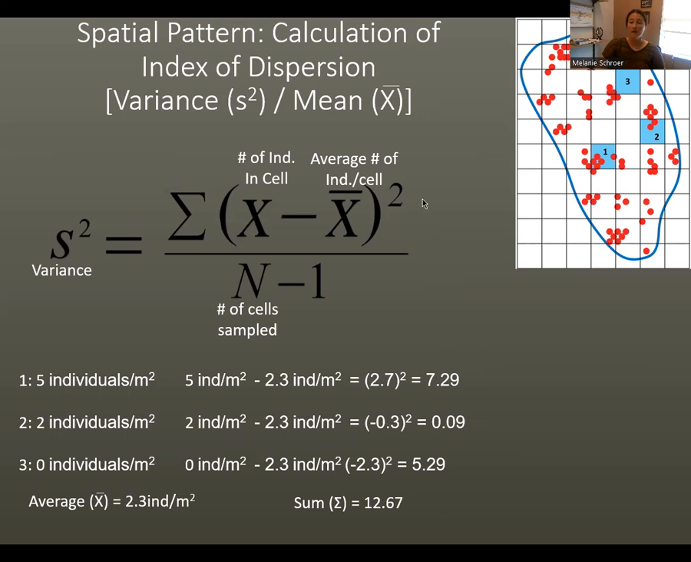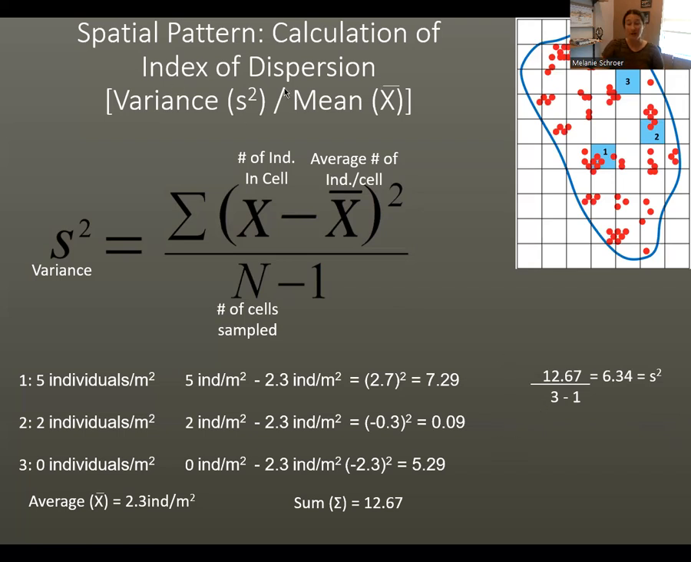Now we have the numerator. The sum of all 3 of these is the numerator over the number of cells sampled, which is 3 minus 1, so 2. So 12.67 over 2 is 6.34. After all of that, we have calculated the variance. How different is each cell from each other? So 6.34. That's not done yet.